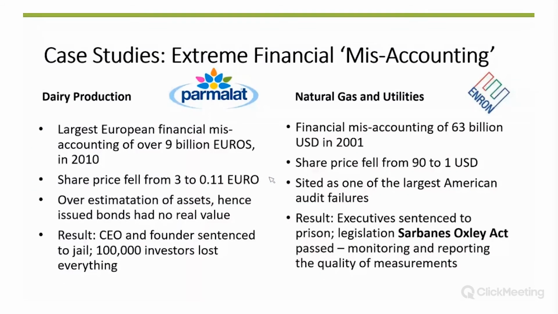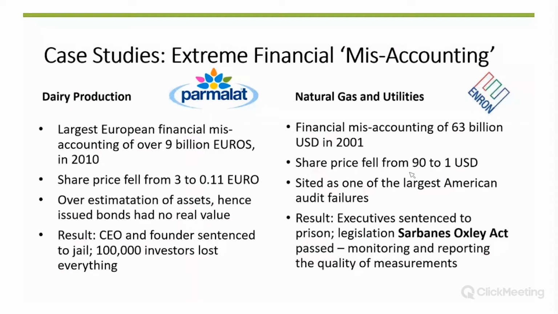I'm going to show you here two use cases. They're a bit old. Maybe you remember Enron. It happened in 2001. Their share price fell from 90 to $1. I don't think it exists anymore. And it was cited as one of the largest American audit failures. Okay, so it was an energy company. It had some gas in it.